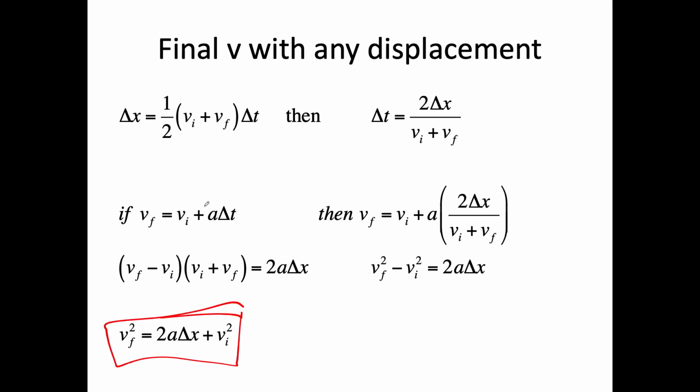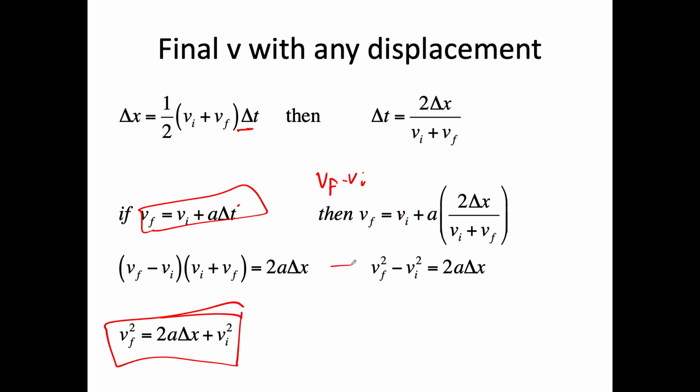How do we get this? Well, we take this, delta x equals Vi plus Vf over 2 times delta t, and that is moving this over, and then dividing by Vf plus Vi. So we want to isolate delta t by itself. Then we're taking this equation and substituting delta t, and we'll have this mess. Vf is equal to Vi plus a times 2 delta x over Vi plus Vf. Subtract this, so we get Vf minus Vi. And then we're going to multiply both sides by Vi plus Vf. And this is what we get here.